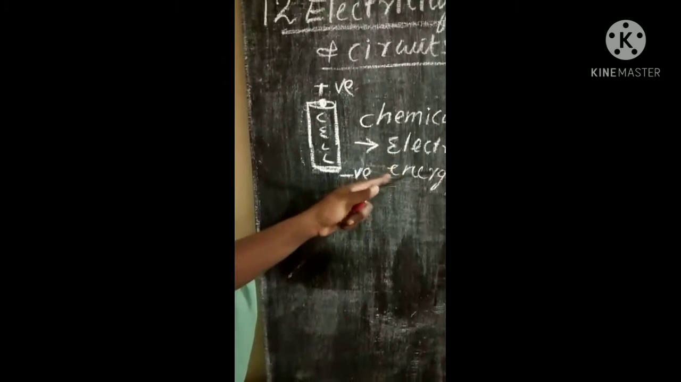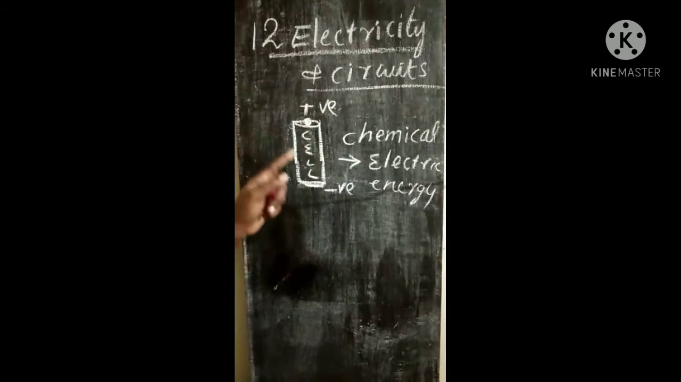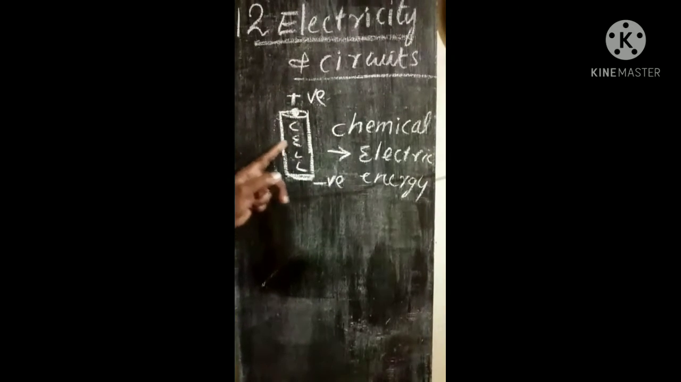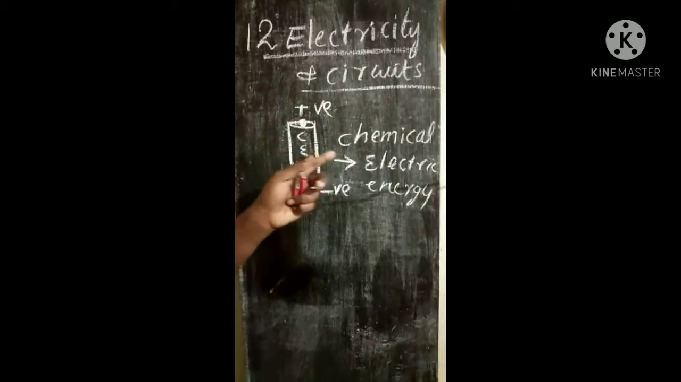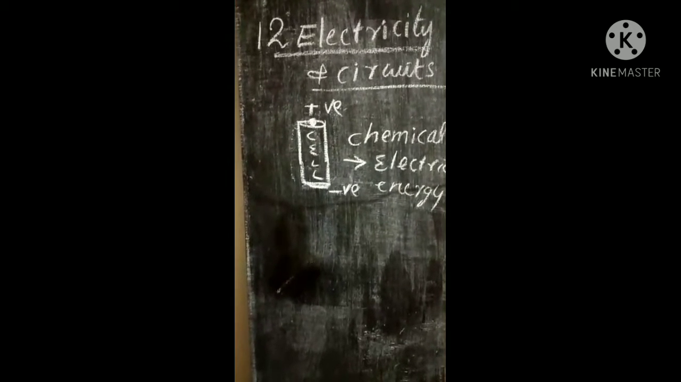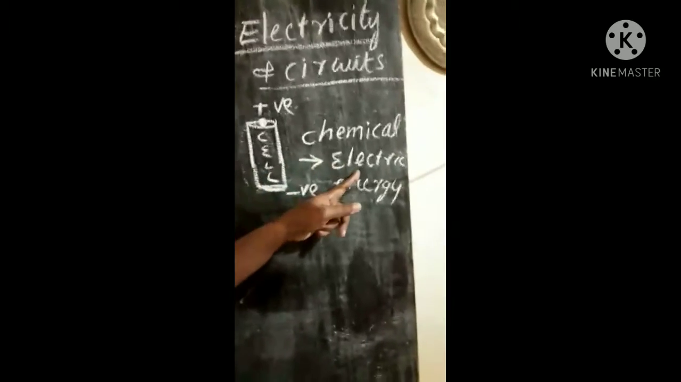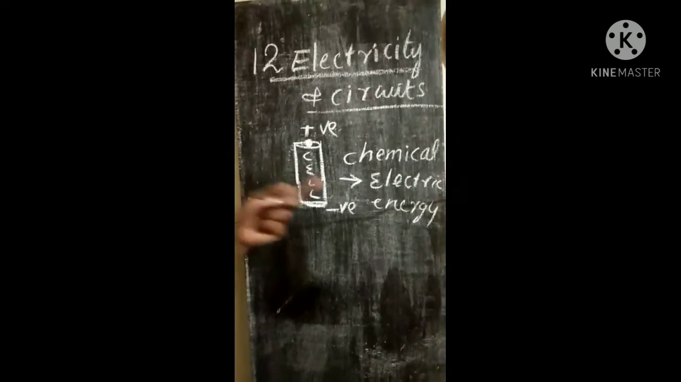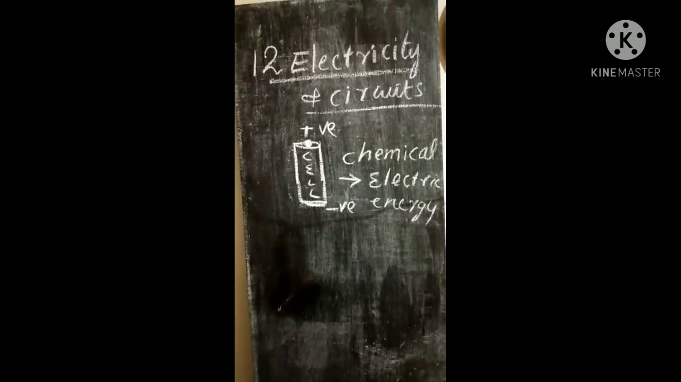That electric energy makes the bulb glow, or it makes the clock start working, or it helps to light up a torch light, or it helps to work a transistor radio, or it makes the alarm clock work. Okay, so the chemical energy of the cell is expended in all these cases, and electric energy is produced. That electric energy is used to run all these small devices we discussed now.